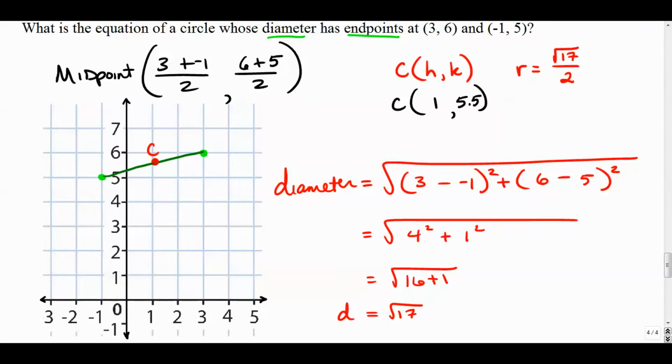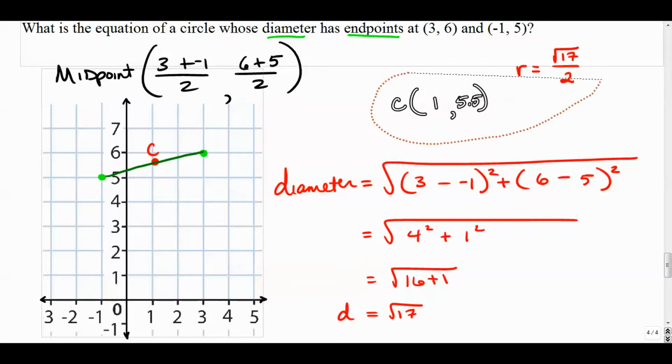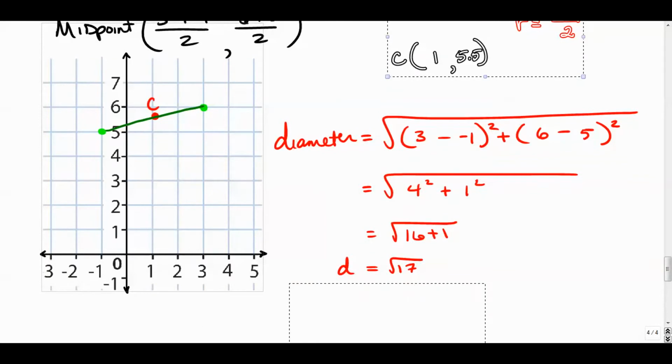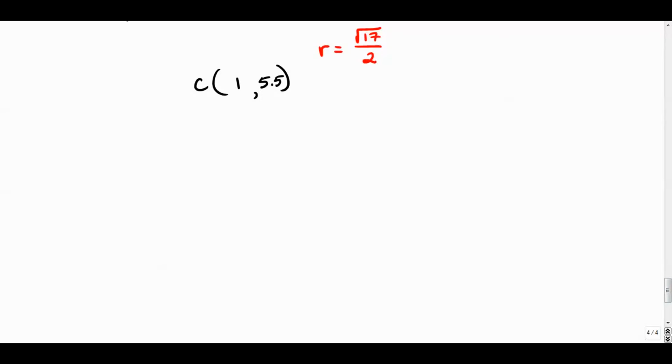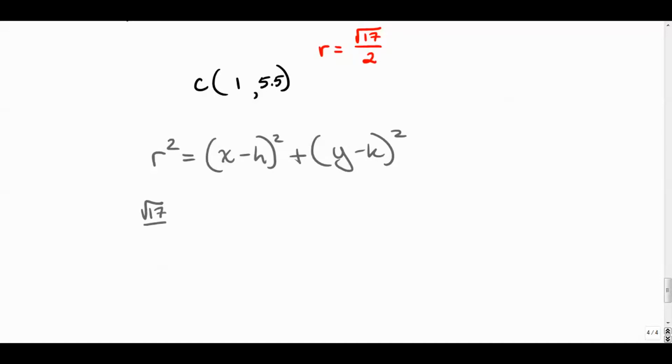So these are the two things you need to write the equation of a circle, the center and the radius. Let's actually translate this information to our circle equation. I'm just going to bring it down here, give myself lots of room, and here we go. The circle equation says r squared is equal to (x minus h) quantity squared plus (y minus k) quantity squared. So r is the square root of 17 over 2. We're going to square that. (x minus 1) quantity squared, (y minus 5.5) quantity squared.